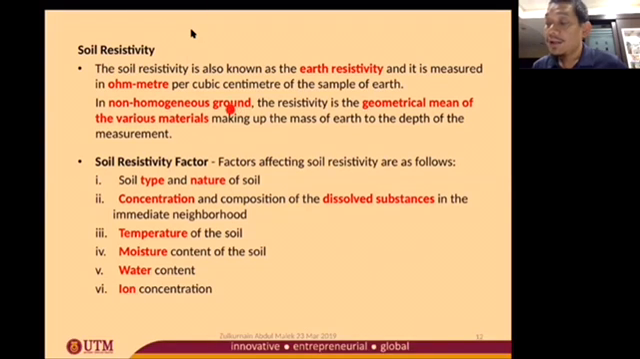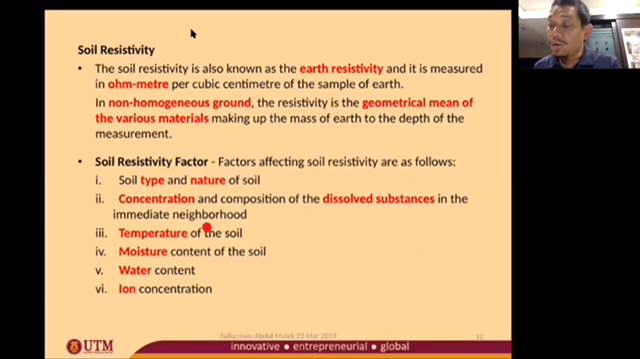Non-homogeneous ground. That means your rho, or your ohm meter, is changing as you go deeper into the soil. So this is non-homogeneous. At each layer and at each location, the rho is changing. If you consider the earth or the ground homogeneous, that means they have the same rho.